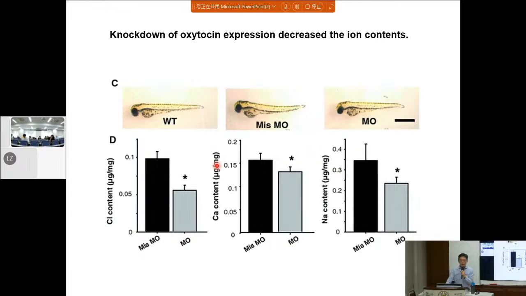Then when we use the morpholino to knock down the oxytocin protein expression, we found that inside the body, this is a zebrafish embryo, the chloride, calcium, and sodium content is significantly decreased. That means this manipulation makes the fish unable to maintain their normal function of ion uptake, including chloride, calcium, and sodium. That is very important for their development process.